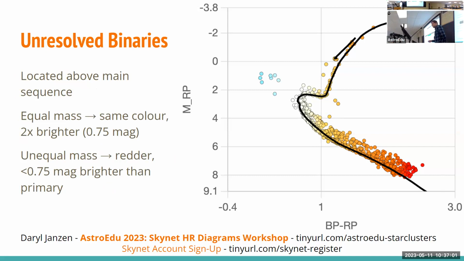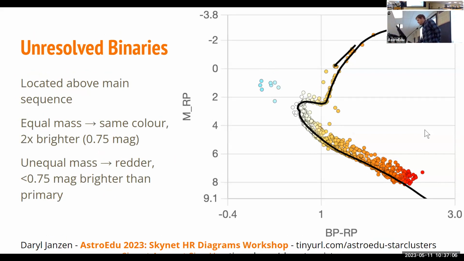In star clusters, if you have unresolved binary stars, then if they're equal mass stars, so they have the same color on the main sequence, they'll have double the brightness, which is 0.75 magnitudes brighter. And so all of the stars that lie above that isochrone model are actually binary stars in this cluster, and so we can pick those out and have a look at them.